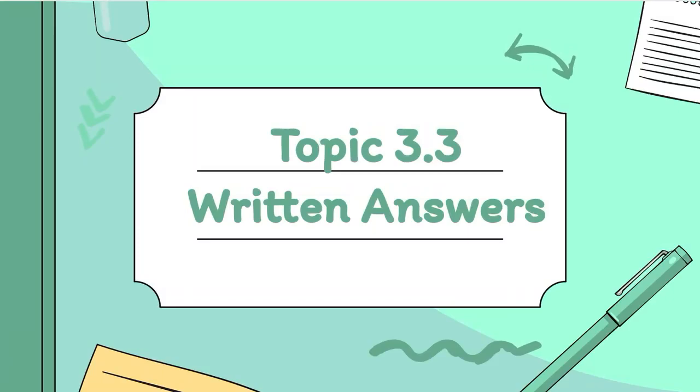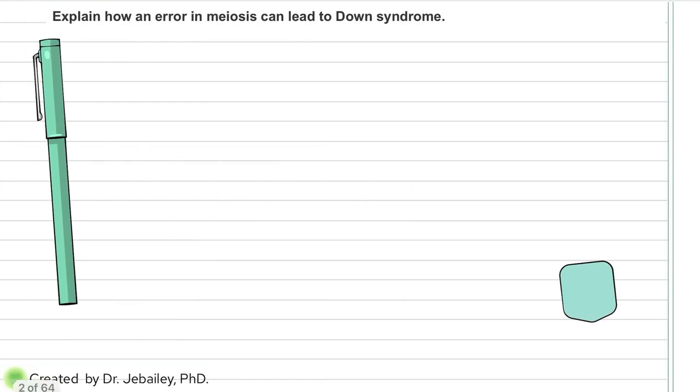Hi, this is Dr. Jabali, and in this video, we're going to work on past papers from IB, in which we focus more on the written answer questions such as describe, explain. So this is short answer questions as well as long answer questions, but they're all going to be focused just on topic 3.3, which is all about meiosis. So let's go with the first question here.